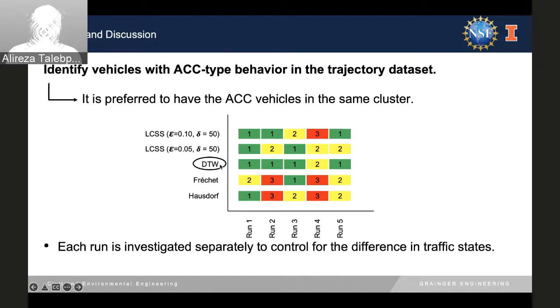So overall, dynamic time warping performed the best. So these are the runs that we saw. The first three runs were the ones that I showed you. The fourth one was the one where we had one vehicle cut in between the last and the second vehicle. So essentially, the behavior of the last vehicle had to change because we had to take over.